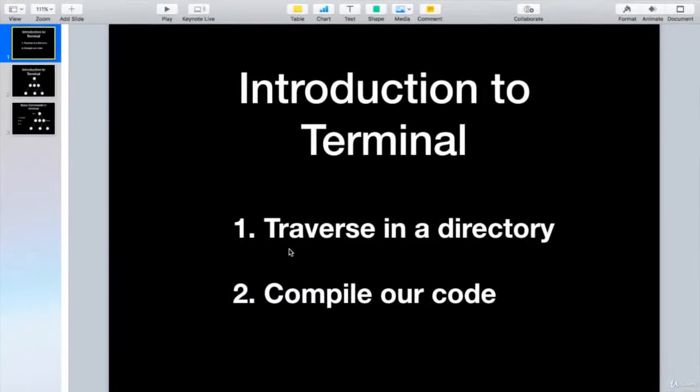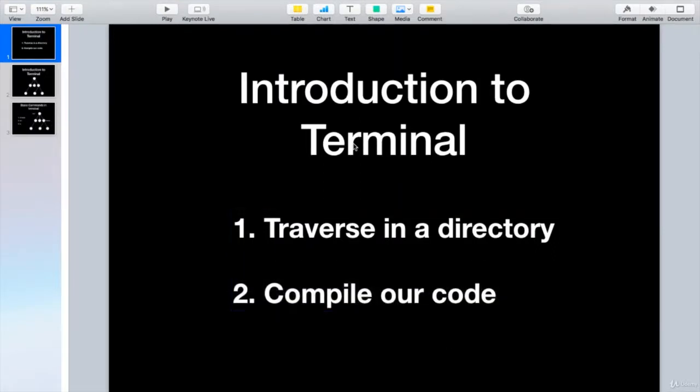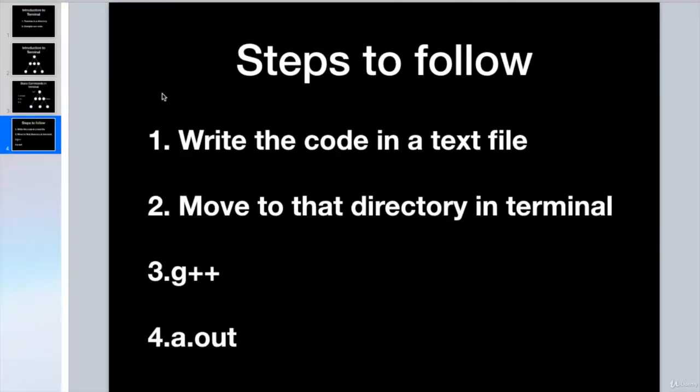So we have seen how to traverse inside a directory and how to traverse outside a directory and all the basic commands of terminal. Now we are going to see how to compile a code using terminal. So until now we have seen the basic commands of terminal. Now we are going to see how to compile a file using terminal. So these are the steps we need to follow to compile our file using terminal.